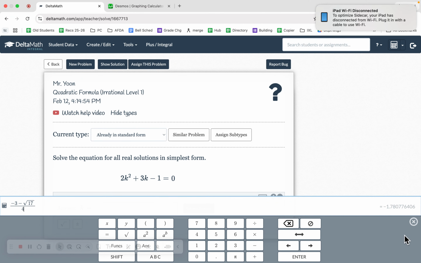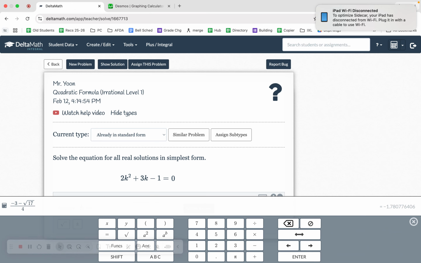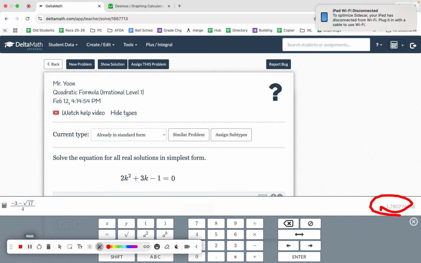Look over here. Negative 1.78077, blah, blah. And the decimals keep going forever. So look at this number right here. That's the same number. That's the same number. Just round it off.